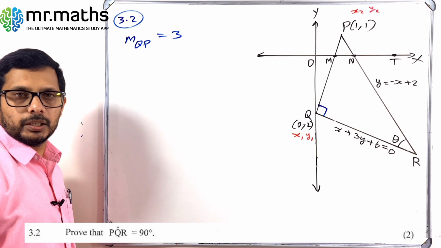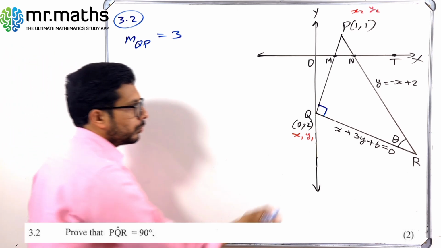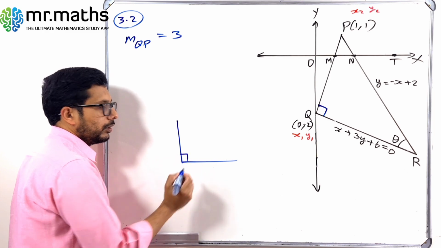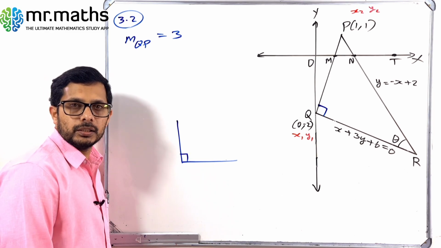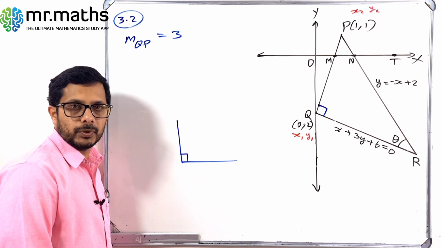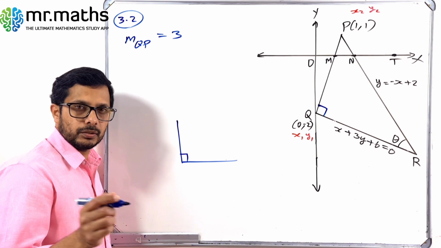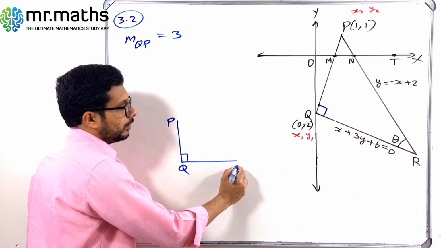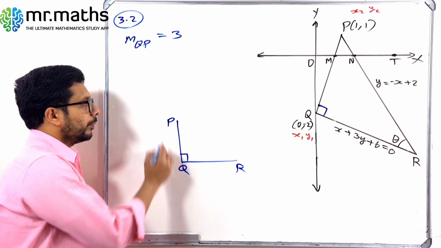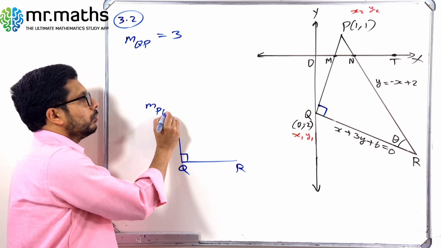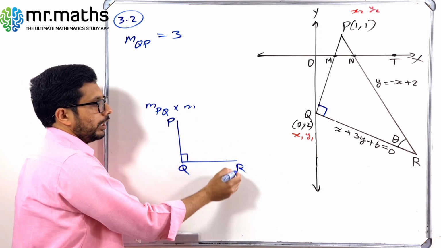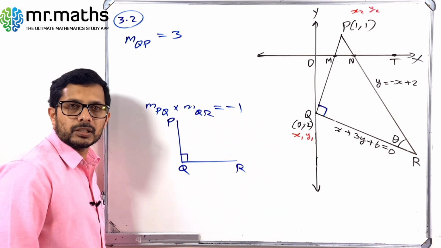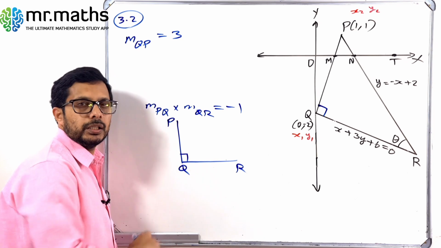Okay, so if we want to prove that this angle is 90 degrees, if two lines are perpendicular, what about their gradients? The product of the gradients is minus 1. So for example, assume that this is PQ and this one is QR. It means that the gradient of PQ times the gradient of QR, and what is the answer you are supposed to get? Minus 1 if it is 90 degrees.